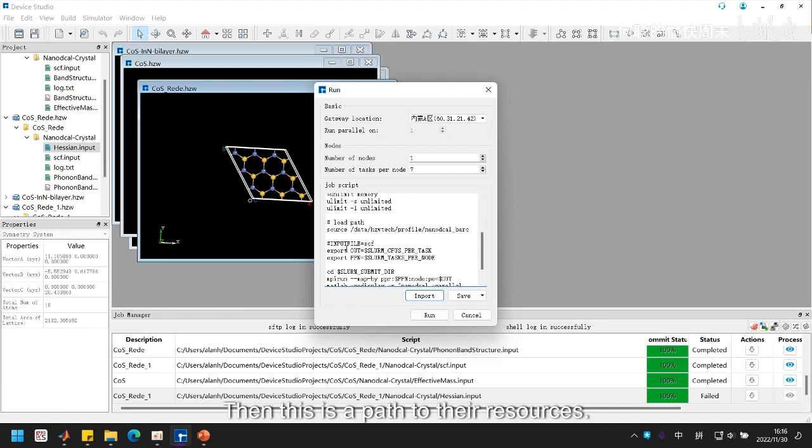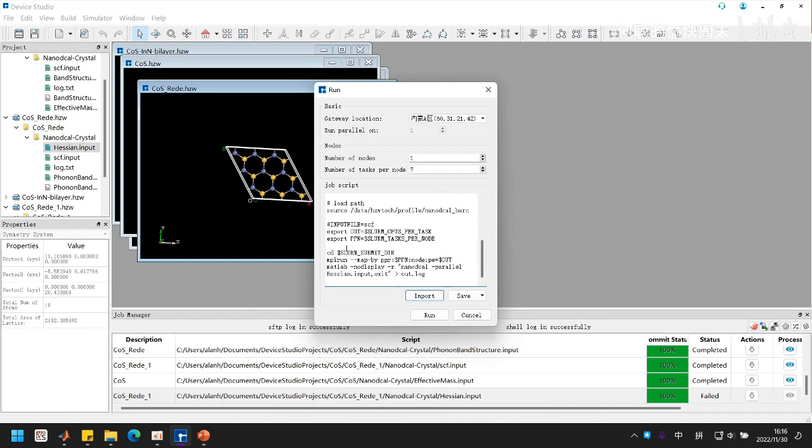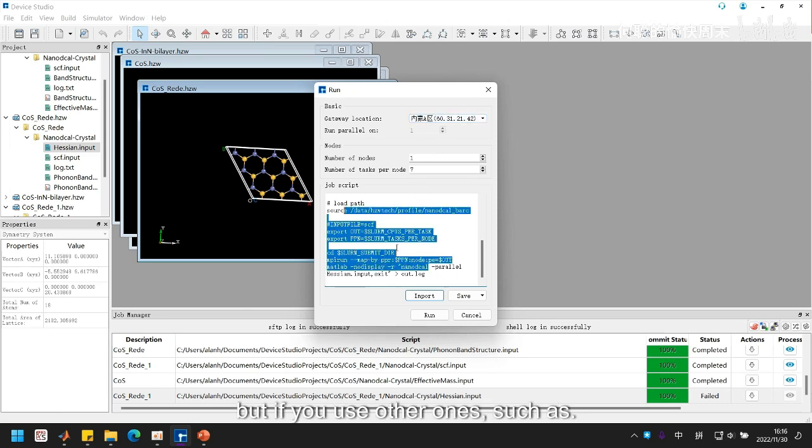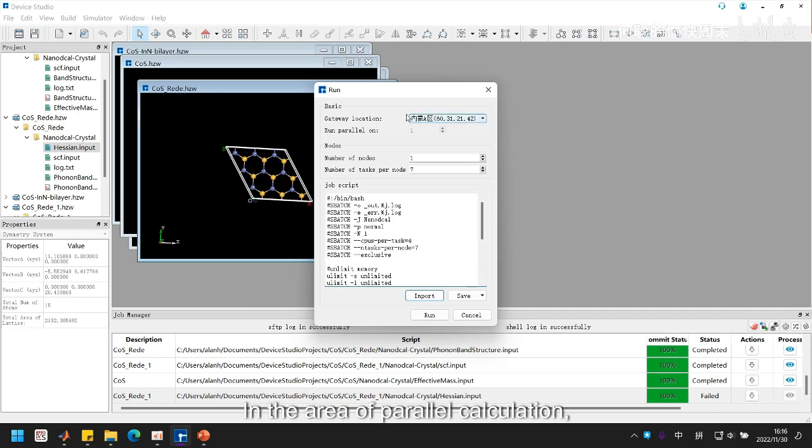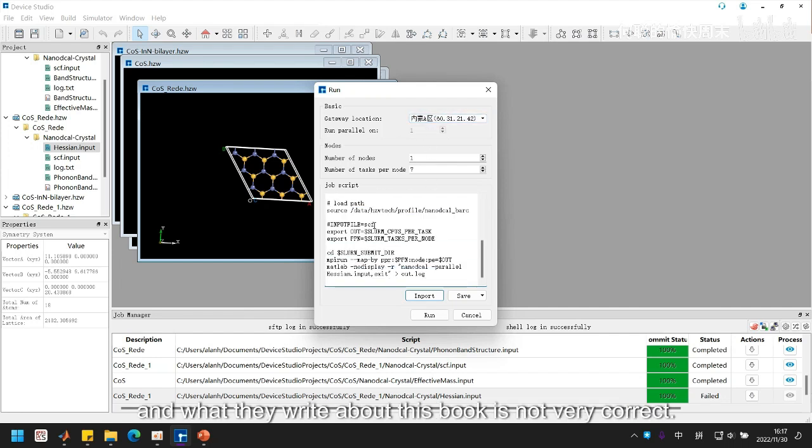Then this is a path to their resources. Generally, they will write it for you. So if you use Inner Mongolia area A, these do not need to be changed. But if you use other ones, in the area of parallel calculation, what they write may not be very correct. So if you can use area A, use area A.